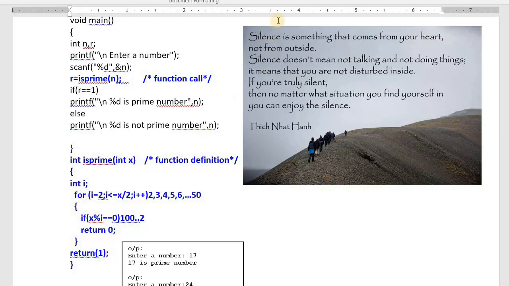Take care. Silence is something that comes from your heart, not from outside. Silence doesn't mean not talking and not doing things. It means that you are not disturbed inside. That is what the silence. If you are truly silent, then no matter what situation you find yourself in, you can enjoy the silence. Please keep silence. Silence, please.